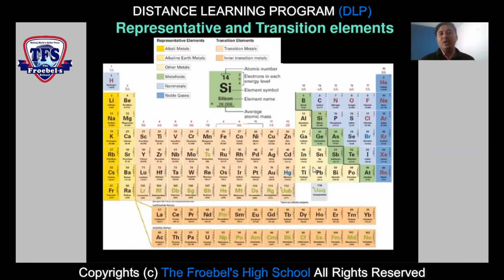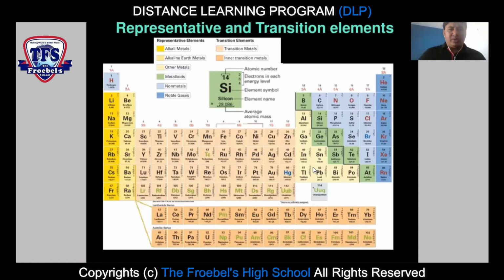Right? And at the end, these are the noble gases. Noble gases include helium, neon, argon, krypton, xenon, radon, and oganesson. That's element number 118. So non-metals, including noble gases, are at the right side.